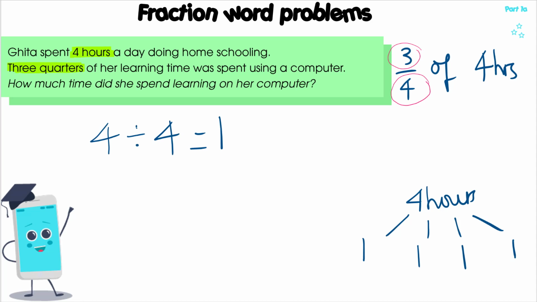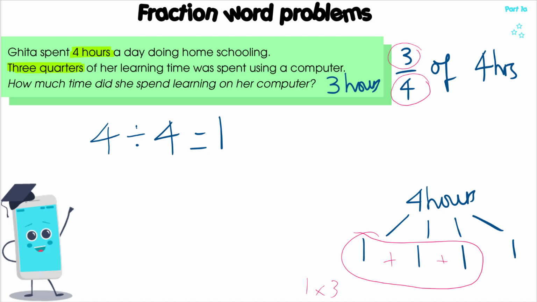A non-unit fraction is when you've got a number that isn't 1 on top of the fraction line, in your numerator position. We need to look at that many groups. So I need to look at 3 groups. I've shared my 4 into 4 groups, and now I need to join together 1, 2, 3 of my groups. So I've got 1 plus 1 plus 1, or I've got 1 times 3. And the answer is 3. Geeta spends 3 hours using her computer for home learning.